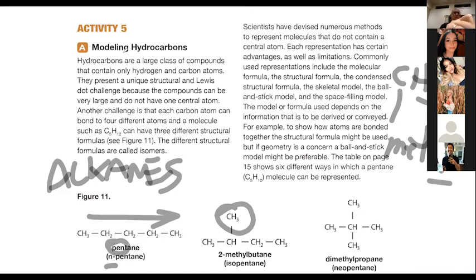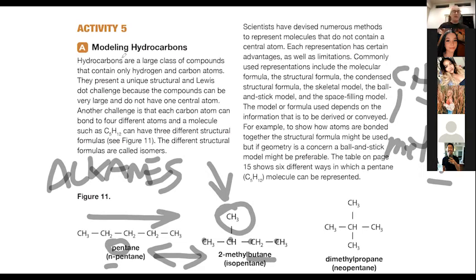Now notice, we call this 2-methyl butane. Butane has 4 carbons in a row, 1, 2, 3, 4, and a methyl group coming off the second one. So we call that 2-methyl butane. But notice that it has exactly the same number of carbons and hydrogens as this one. They're exactly the same formula. They're just put together in different ways.